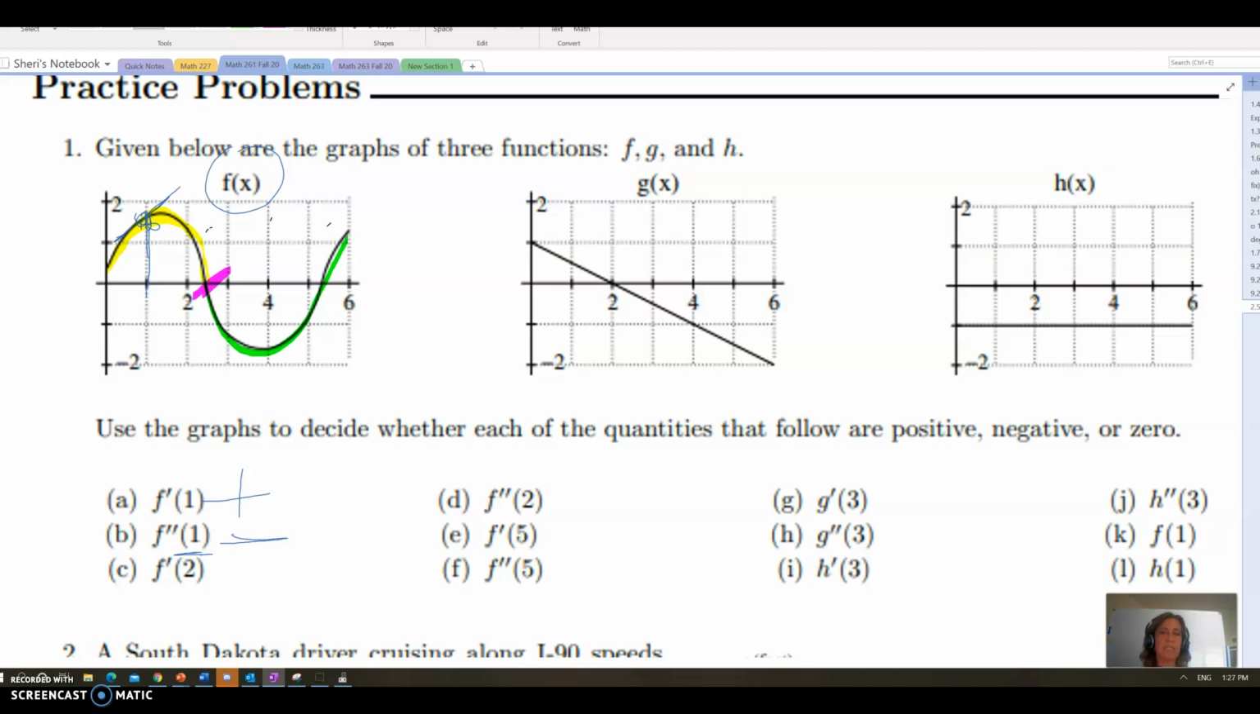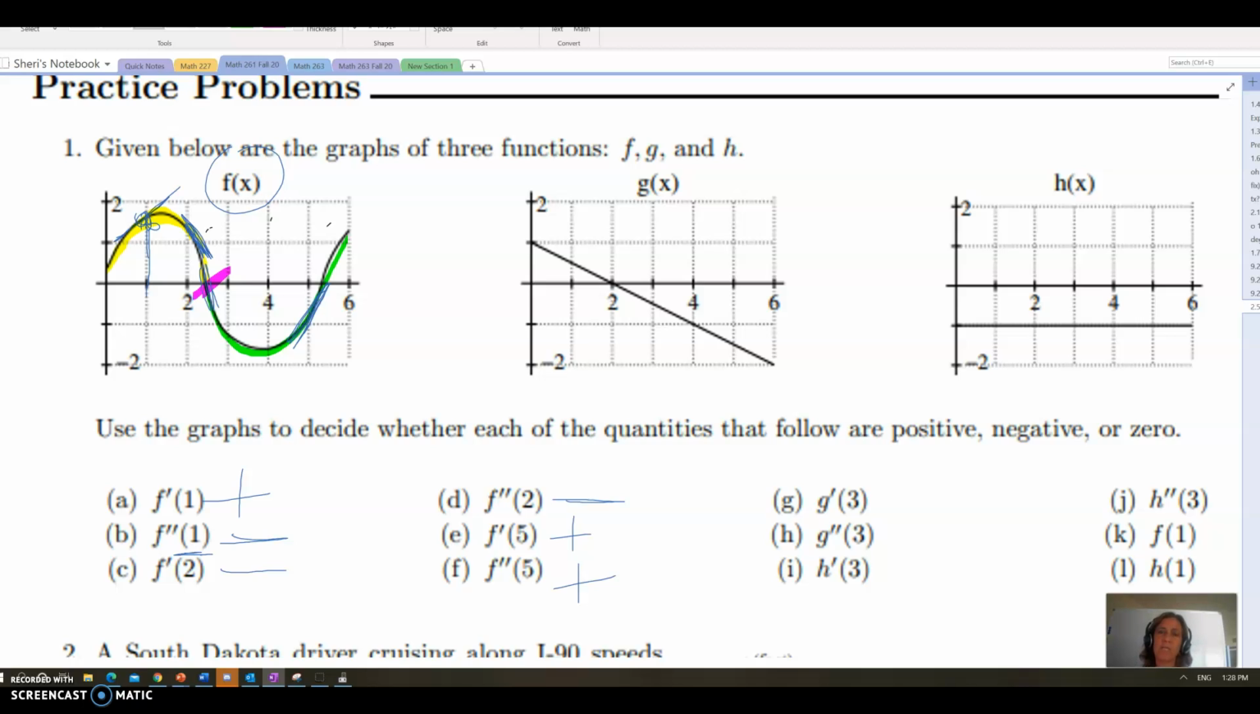For parts C, D, E, and F, I'm still continuing to look at the function f. If we look at the point 2, for example, my function is now decreasing. So the first derivative would be negative. Sorry, I'm looking at 2, where x is 2 up here. And it looks like I'm still in that area that I highlighted in yellow. The graph is still concave down, so the second derivative would also be negative. If I go over to where x is 5, this graph is now increasing, so the first derivative is positive, but I'm now in an area where the graph is also concave up, so the second derivative would also be positive.